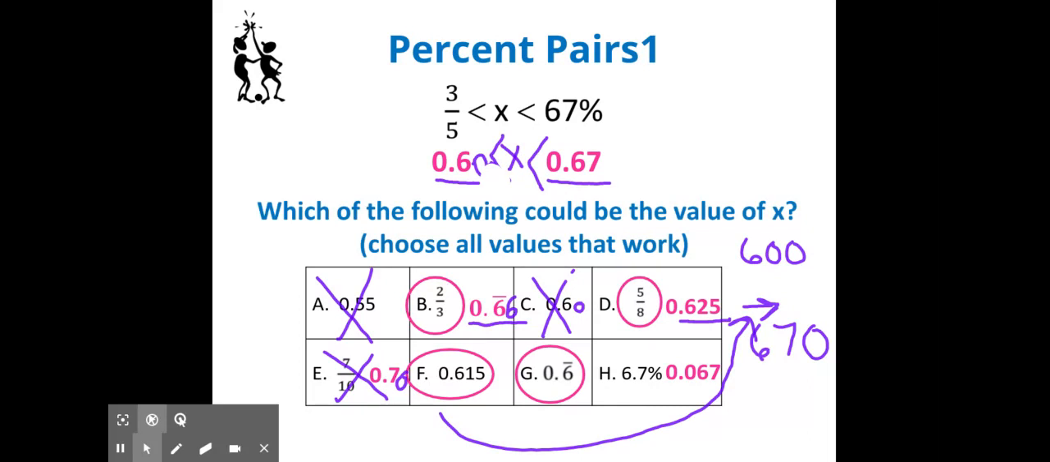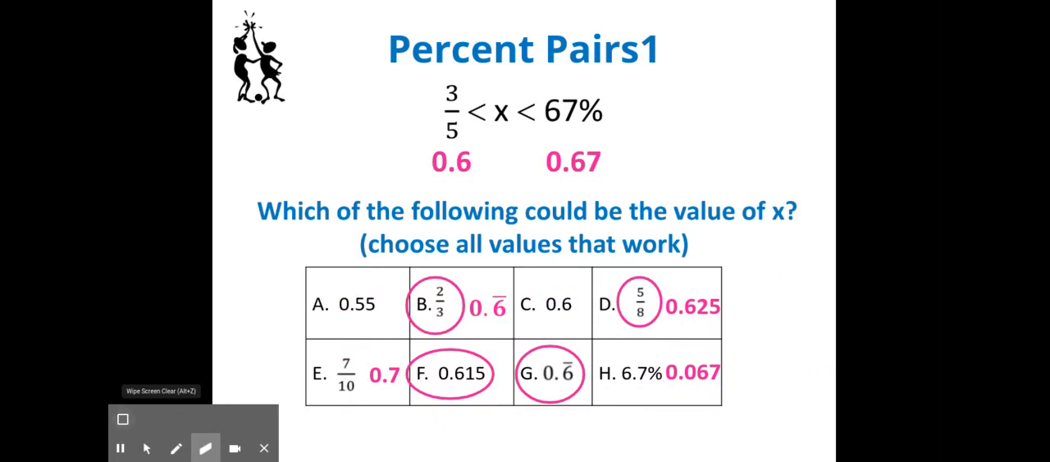If letter H is the correct answer, one of the correct answers, then it had better fall between 600 and 670. Well, that's 67. 67 thousandths is not between 600 thousandths and 670 thousandths. So letter H is not a possible solution. Okay, that was a quick review of converting fractions, decimals, and percentages.